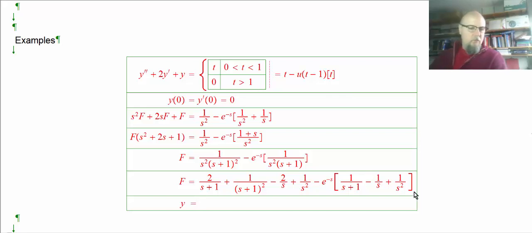Unlaplace the f is y. Unlaplace 2 over s plus 1 is going to be 2 e to the minus t, plus, oh, this is going to unlaplace to be t e to the minus t.